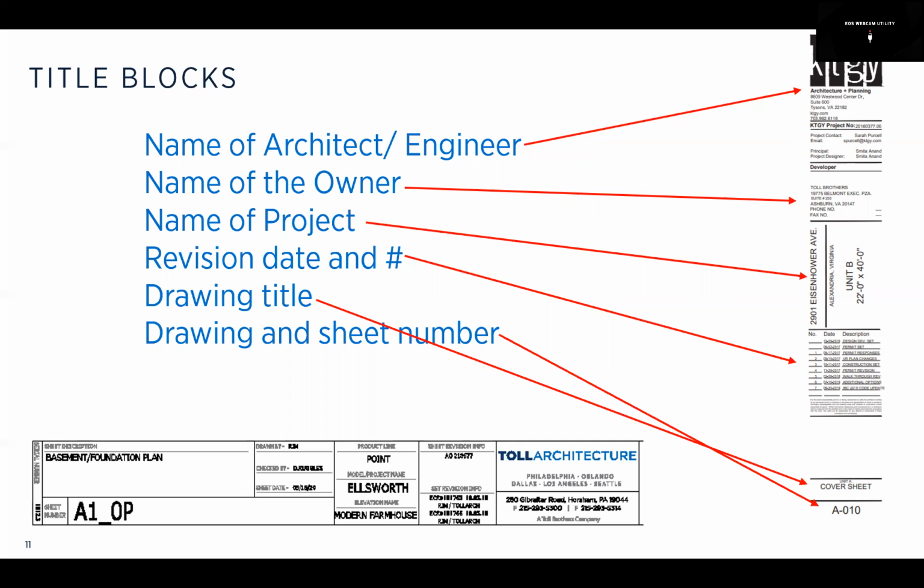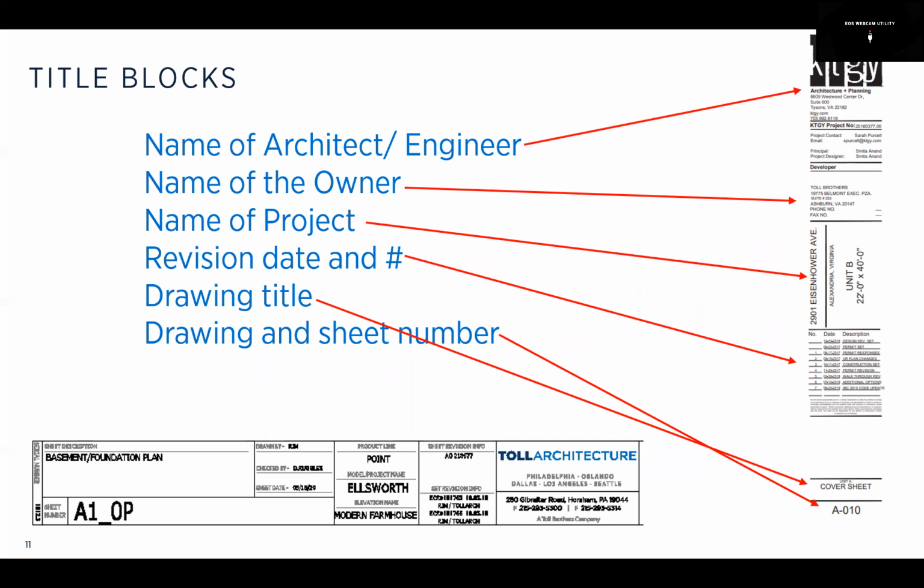So the name of the architect and engineer is super important. The code officials are going to want to know who drew this. Make sure they're in good standing. They're going to need to be sealed by the architect or the engineer. The name of the owner, that is a responsible party on the job site, right? That tells the locals who to go to if there's a problem with this project. The name of the project, all your permits are going to have the name of the project. It's going to have to match your plans.